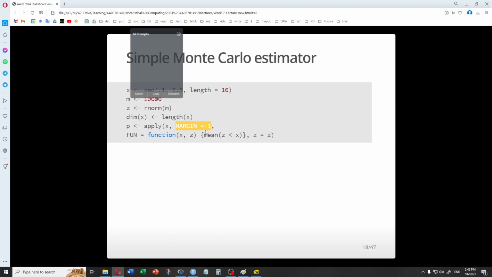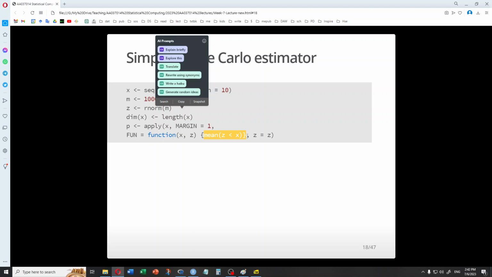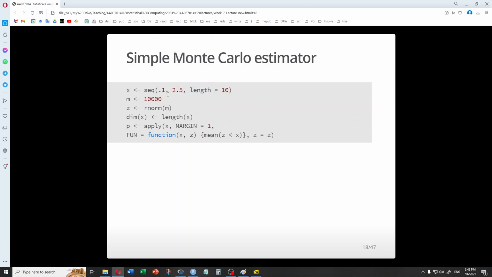So that is the first one. What it means here is that we calculate the proportion of the values in Z that are less than each element of the corresponding row of X. So let's say the first value of X is 0.1, and then you compute how many of the Z are less than 0.1. Let's say 50% of all the Z lay below 0.1, and then you go on and on until the last one, 2.5. As you expected, the probability will change according to the value of X.